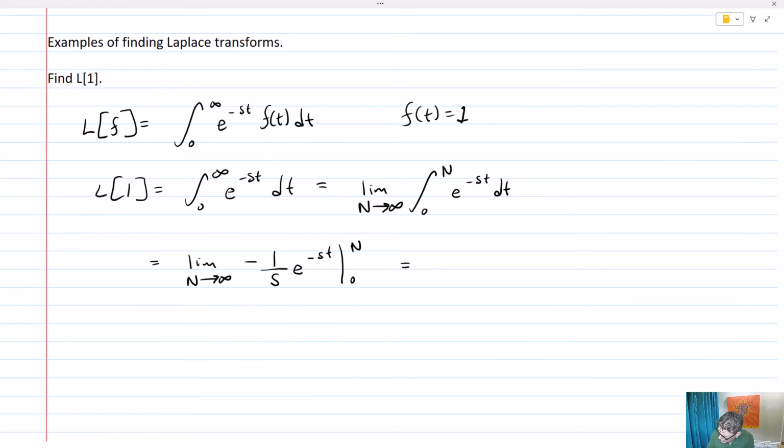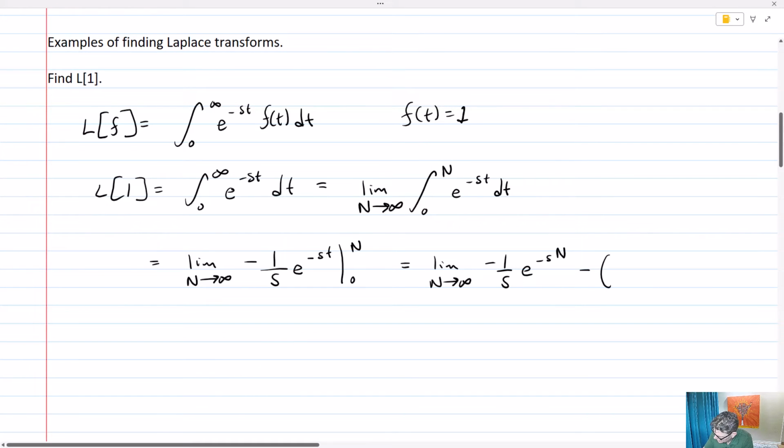This will then be the limit as n goes to infinity of negative 1 over s e to the negative sn, excuse me, minus negative 1 over s e to the negative s times 0. Now s here is a variable of some sort, or it's the variable that we're going to be using in our Laplace transform. So notice that it's not changing. That s is going to be there, and you're going to see that throughout the Laplace transform.